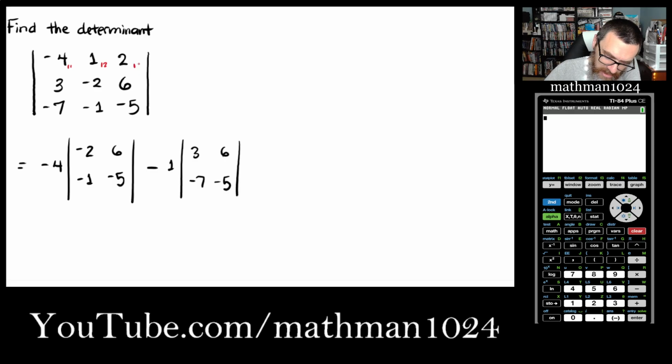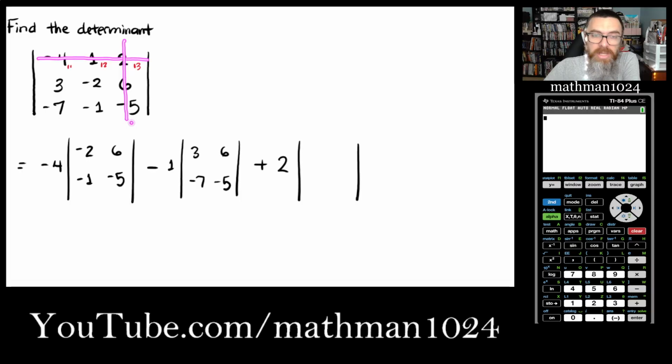For this last entry here, 1 and 3, so row 1, column 3, 1 plus 3 is 4. Negative 1 to an even power is going to be positive, so we keep the sign as it is. So we say plus 2 times the determinant of the 2 by 2 matrix formed by killing that row, killing that column. So we have 3, negative 2, negative 7, negative 1.